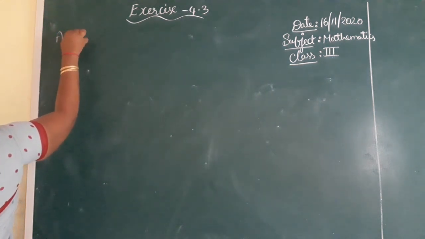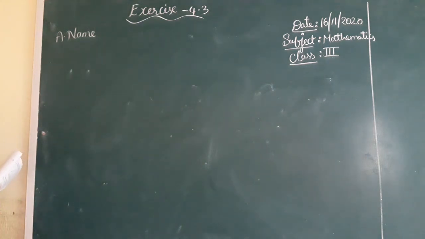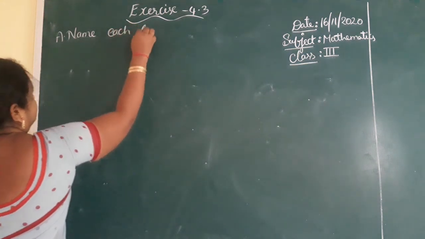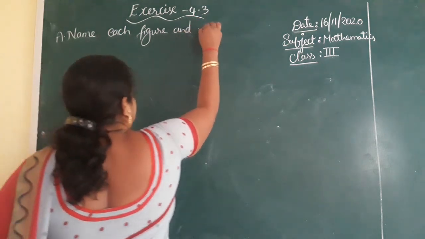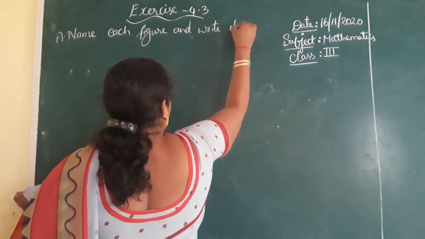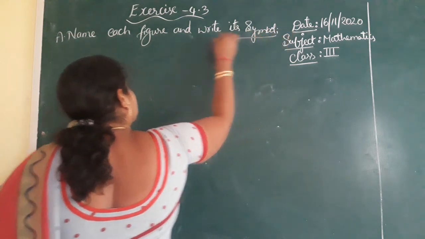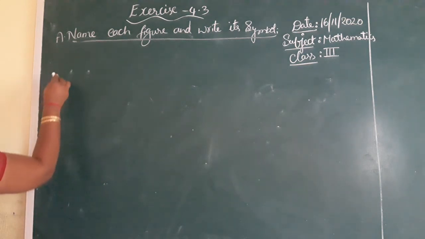Name each figure and write its symbol. So you have to name the figure and you have to show that figure with what symbol they will show us. Okay, see the first one.